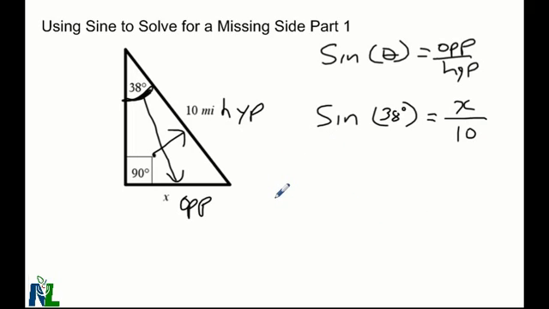So from here, we use a calculator to determine what sine of 38 degrees is to 4 decimal places. And if we use a calculator for that, we're going to get a value approximately equal to 0.6157. And of course, that's going to equal x over 10.